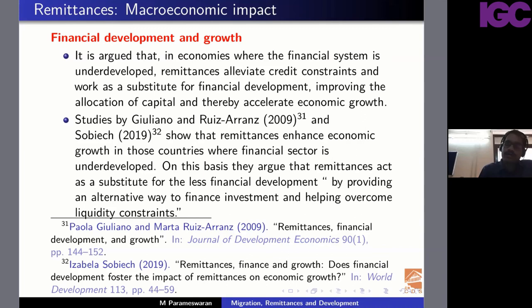What they are showing is that remittances have a positive effect on economic growth in those countries where the financial sector is not developed well. So remittances are acting as a substitute for the financial sector, and thereby relaxing the financial constraint. In those countries where the financial sector is well developed, remittances do not have much effect on growth. So in their argument, the direct impact of remittances on economic growth is by acting as a substitute for financial development.